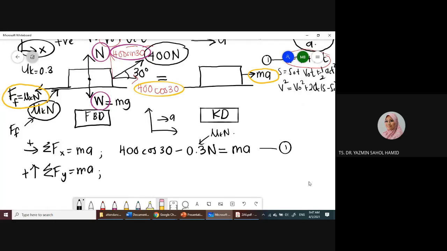So for the y direction, we have N, the normal force. What else do you have? You have the weight. The weight is mg. Now, the weight is negative, right? Do you agree that the weight is negative? Yes. Because we have assumed positive going upwards, and then we have plus 400 sine 30 equals to what?